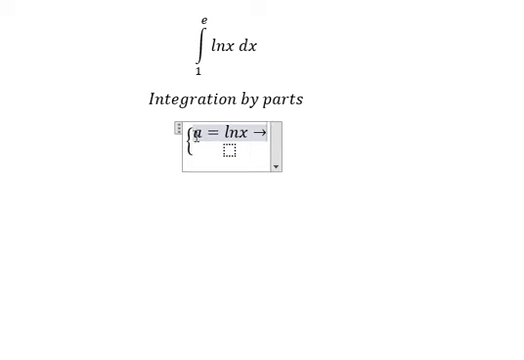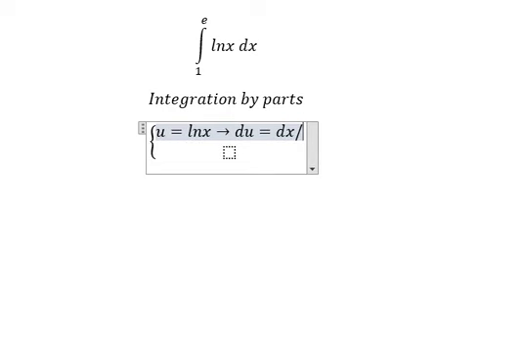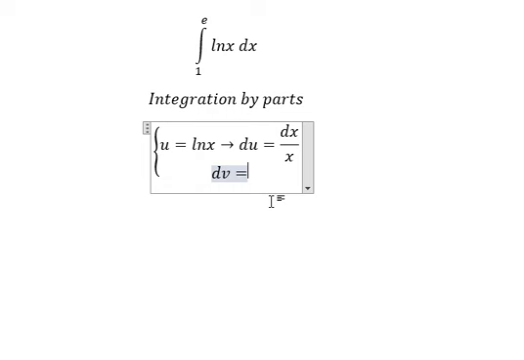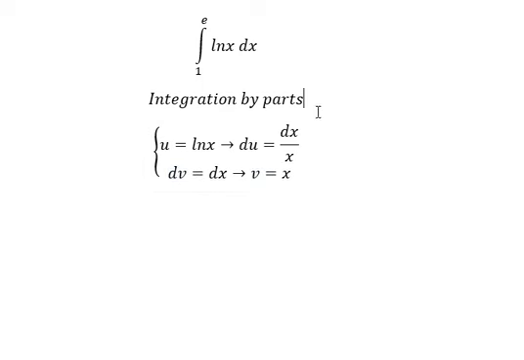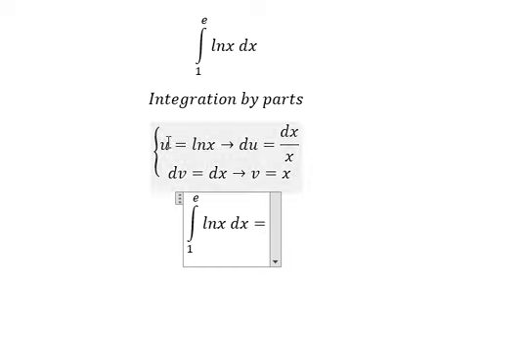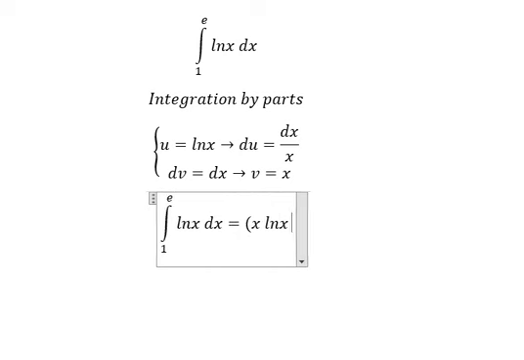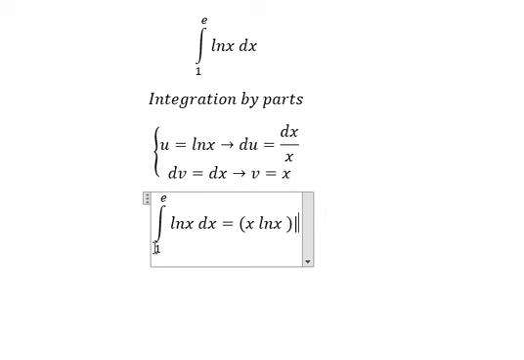After that, we need to first take the derivative of both sides, and we have du equals 1 over x dx. dv is dx. The integration of this one, we have v equals x. So we have u multiplied by v, and we have the bounds from 1 to e.